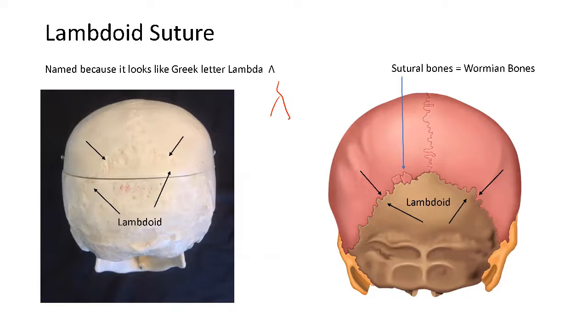It runs across here. And one of the things I was pointing out in this lambdoid suture are these sutural bones. Now, those are irregular. They're just little tiny bones that have their own little primary ossification during development. Sometimes they're called wormian bones because they look like little worms in the sutures. You can see even on this skull model, we have little sutural bones. They can happen in the lambdoid suture. They can happen in the coronal suture. They can happen in any of the sutures, actually. They're more common in the lambdoid and the coronal suture.